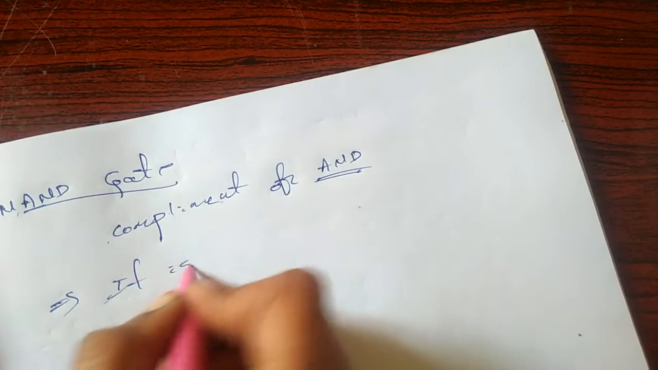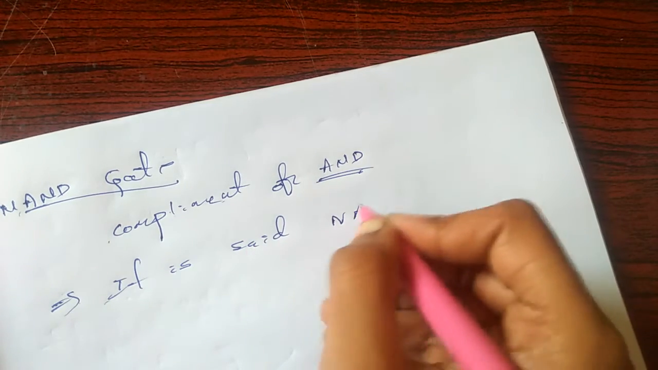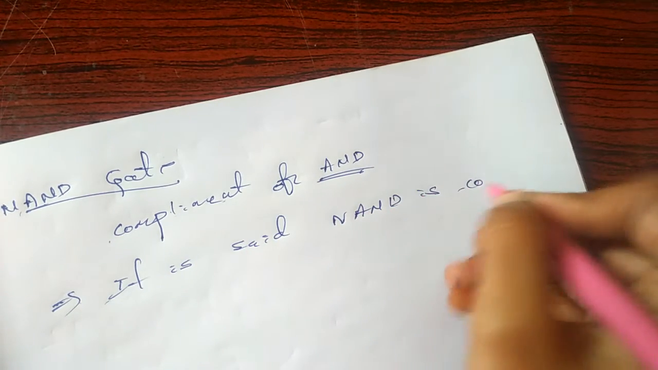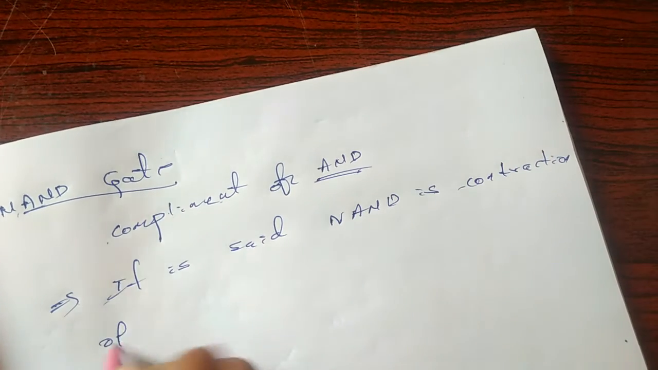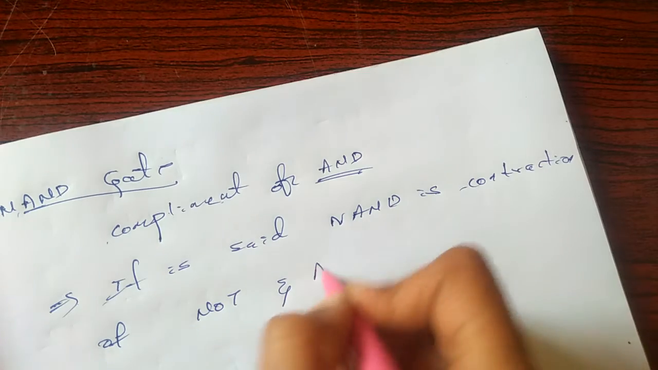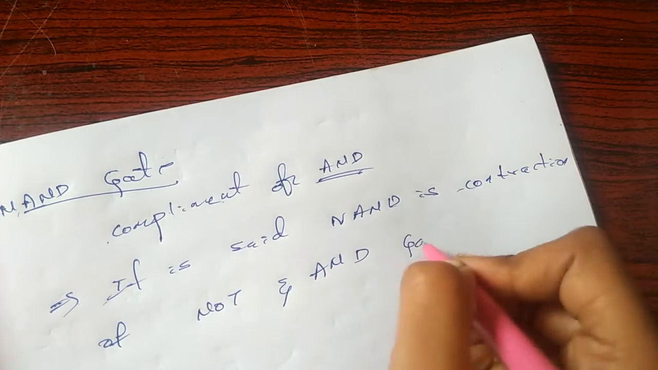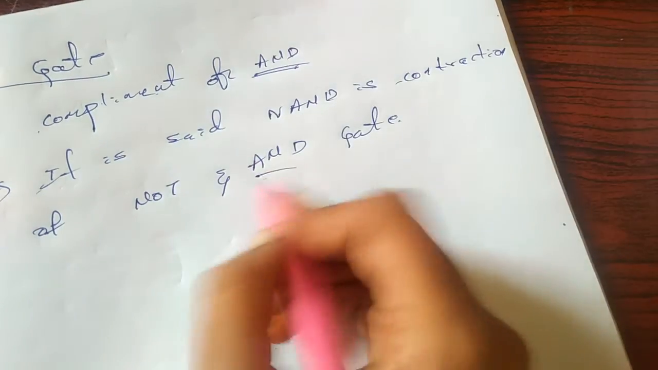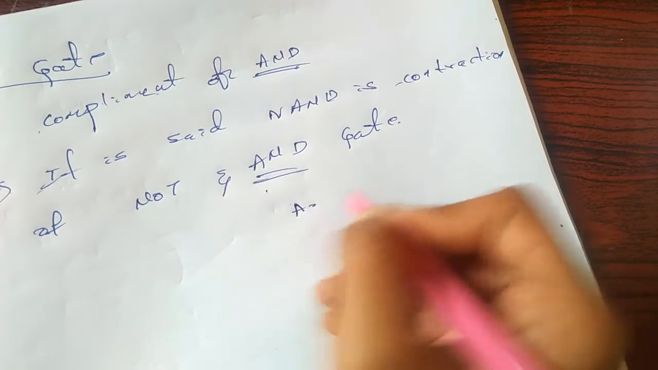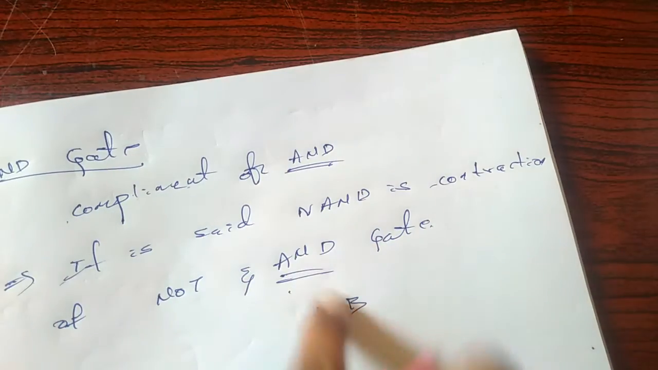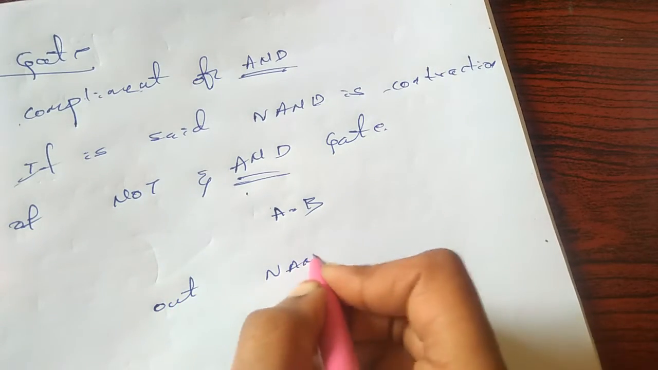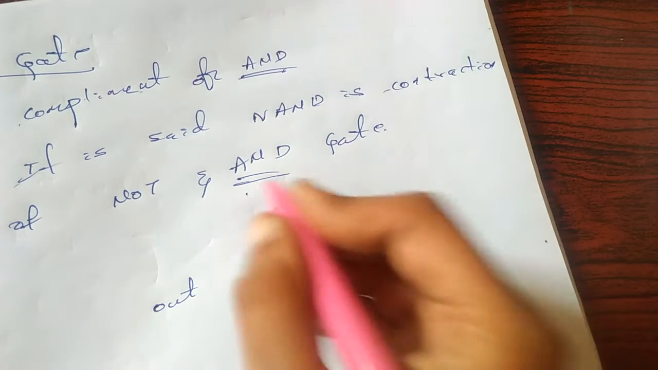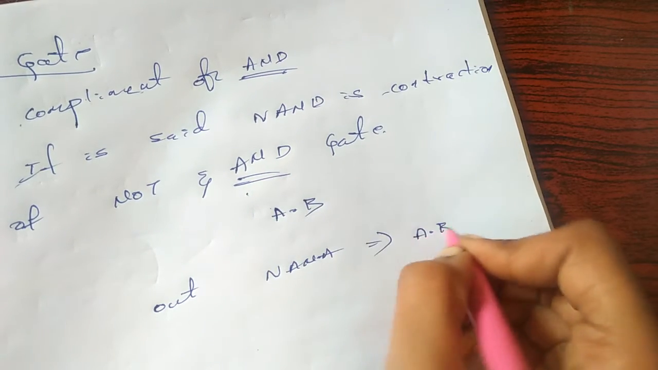So for that it is said NAND gate is a contraction of NOT and AND gate. So what is the output of AND gate? A dot B. But NAND is the complement of AND. So the output will be the complement of AND gate, so (A dot B) bar.